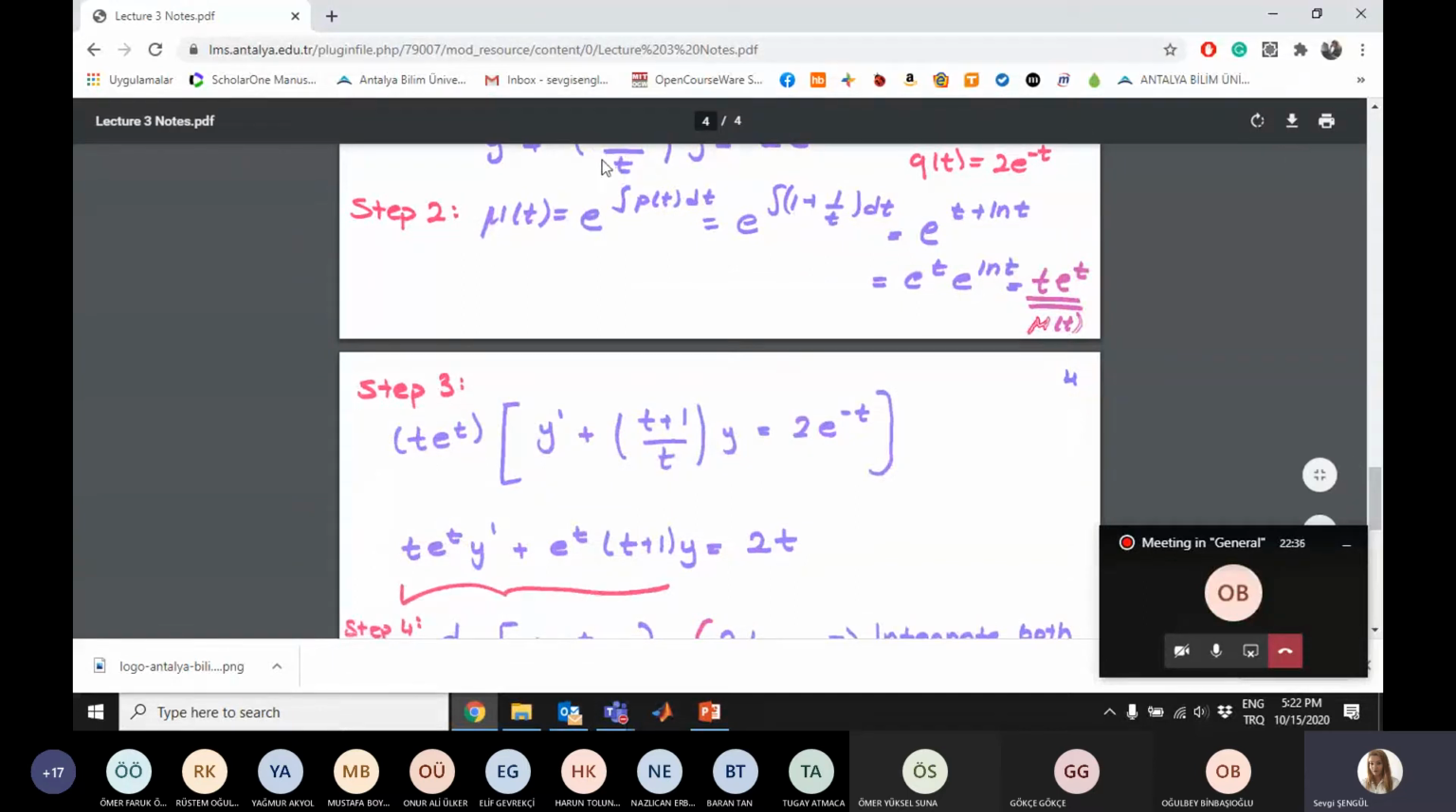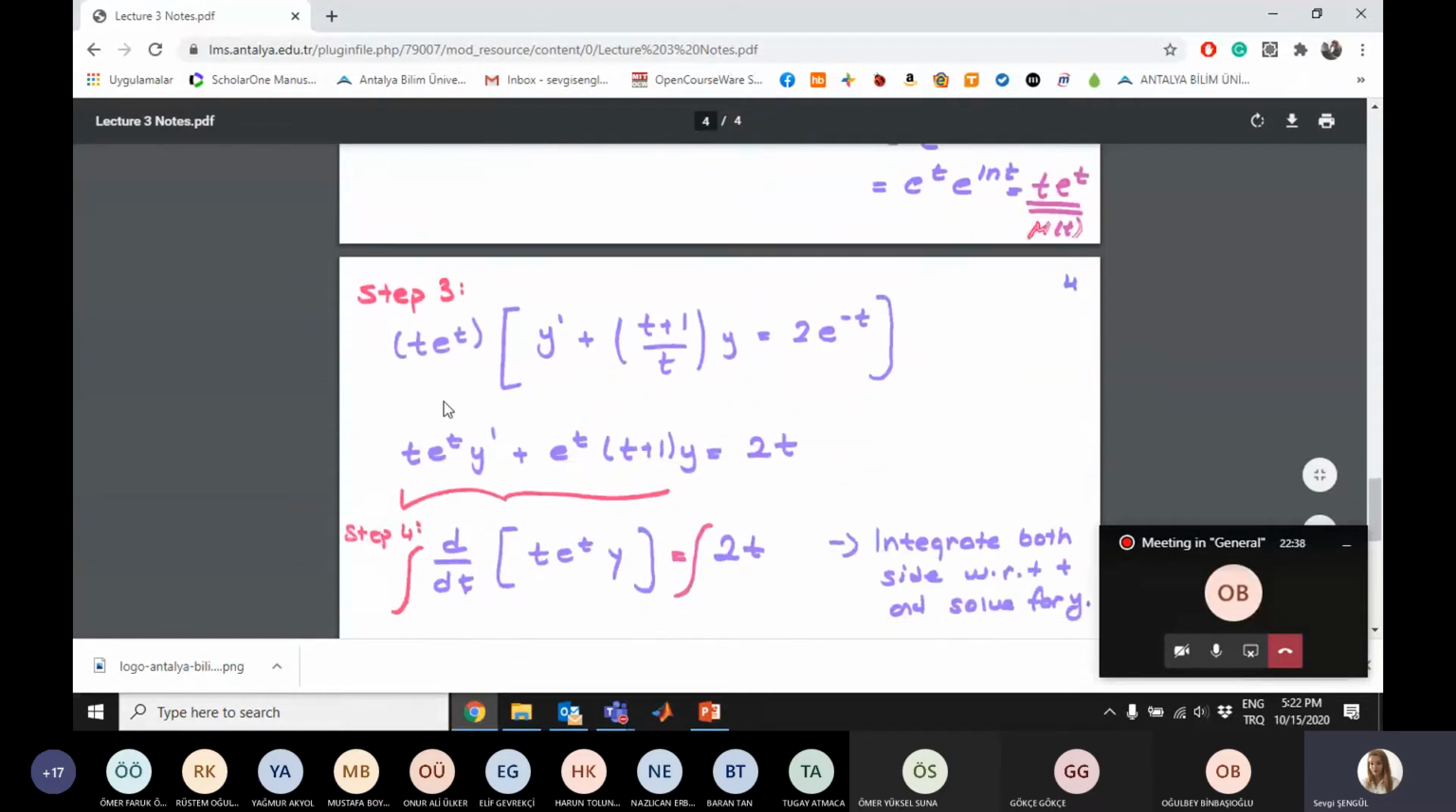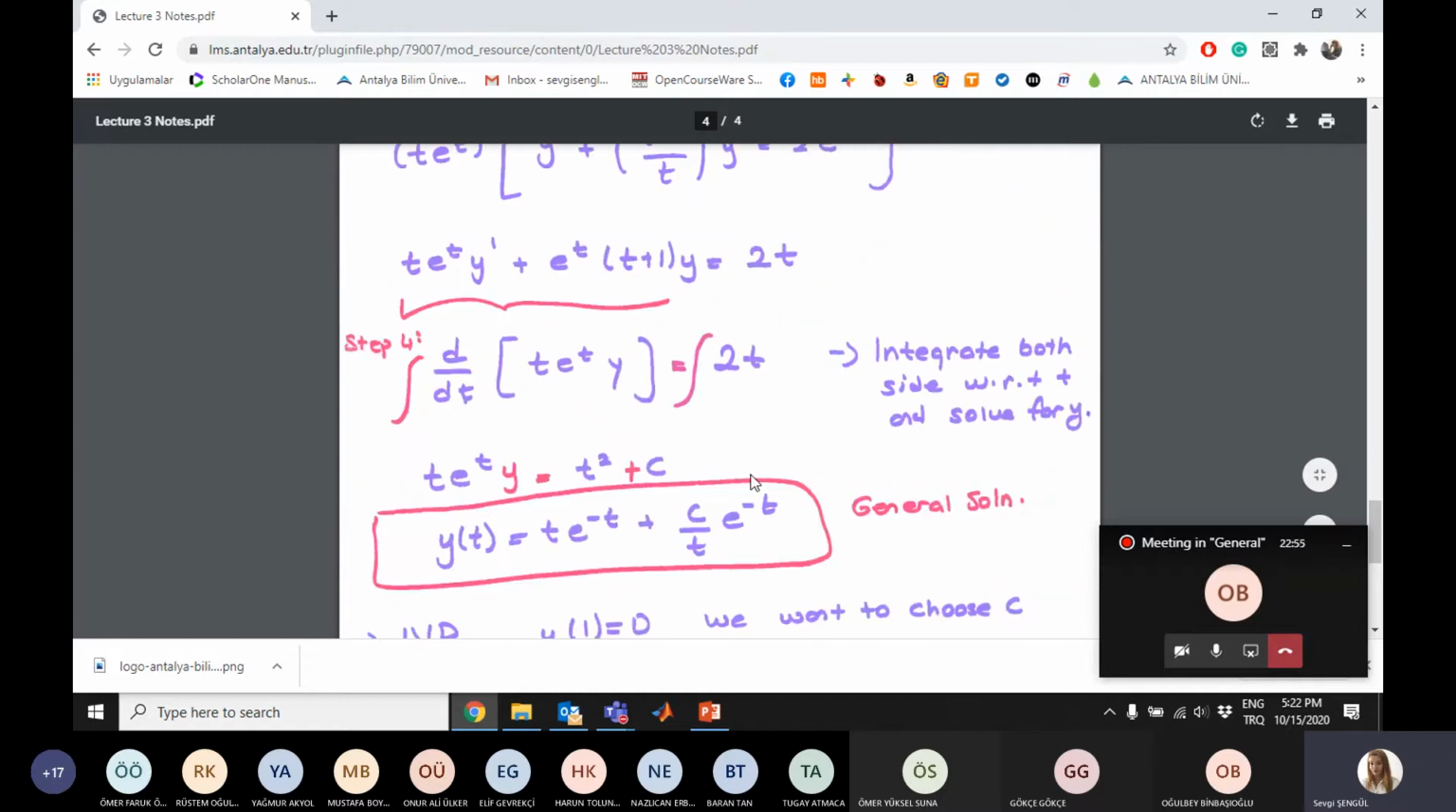This is my equation from the first step. And our left-hand side, once you do that, is always d dt of mu of t times y. Mu of t is t e to the t, times y. And on the right-hand side, this times the 2e to the minus t, we have only 2t. Take the integral. Here, derivative and integral simplify, so we have only the function in the parentheses. And here, this is t squared over 2, so t squared plus c. Solve this for y by dividing by its own coefficient. And here you go. This is your general solution.